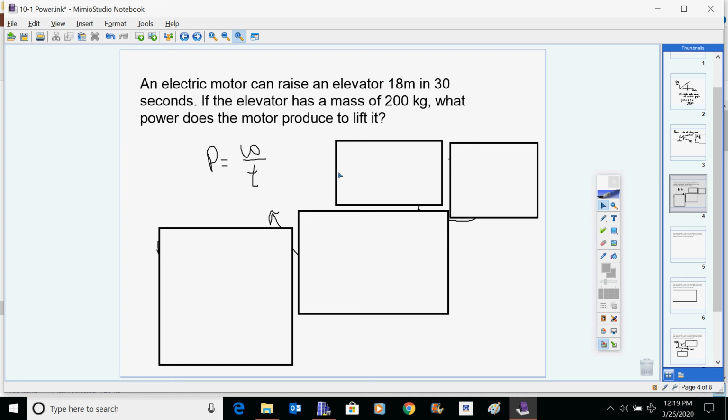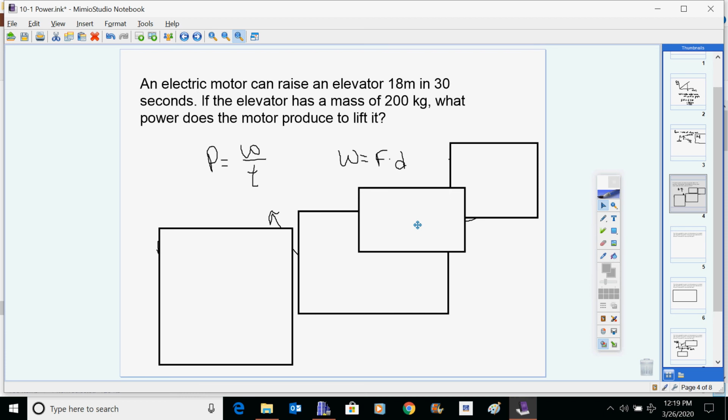Time, okay, that's great. Time given in the correct units. But what about this work? We need force times distance. We have a distance, but we don't have a force yet, right? So we need to calculate the force.